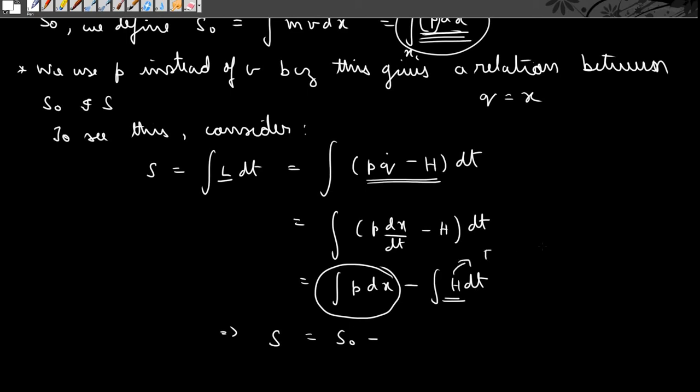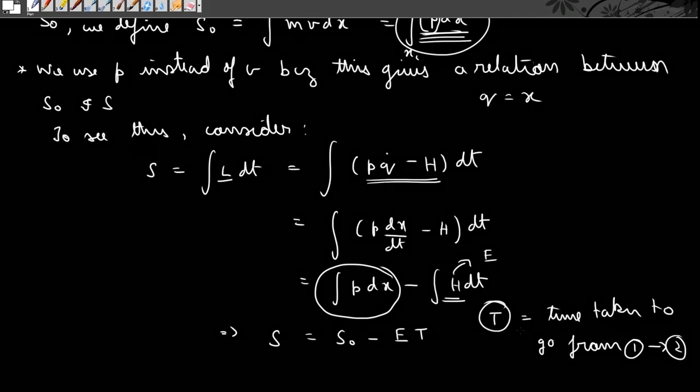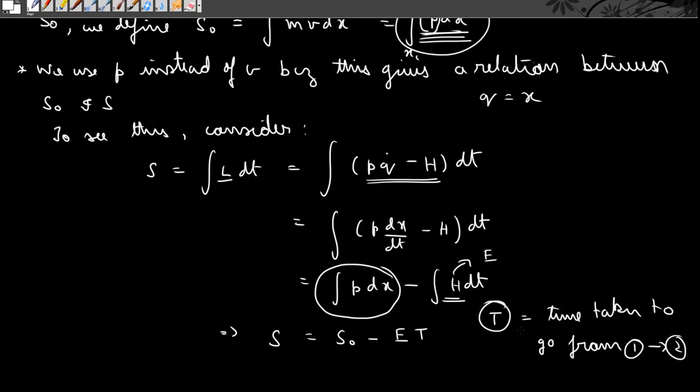Therefore, I am going to call this our energy value E. So when we integrate this, we will get E times capital T, where capital T is the time taken to go from the initial coordinates to the final coordinates, which I represented using the numbers 1 and 2. But remember, we do not know the value of this. We are just saying that T is the time taken to go from 1 to 2.